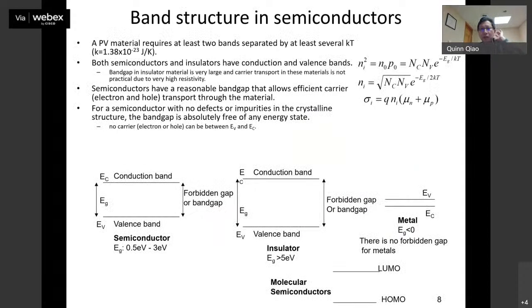Something important, especially for photovoltaics, is called band structure. What you see here is very basic. You have the conduction band, EC, and the valence band, EV. That's the energy for the conduction band, called EC. The gap between them is called the band gap. Basically, in the band gap there's no energy state. That's why it's called the forbidden gap. No electron can stay in the gap. There's no state for the electron.